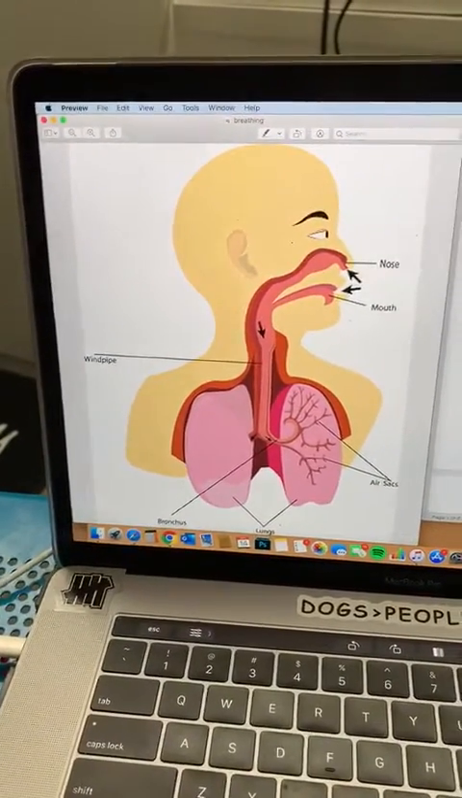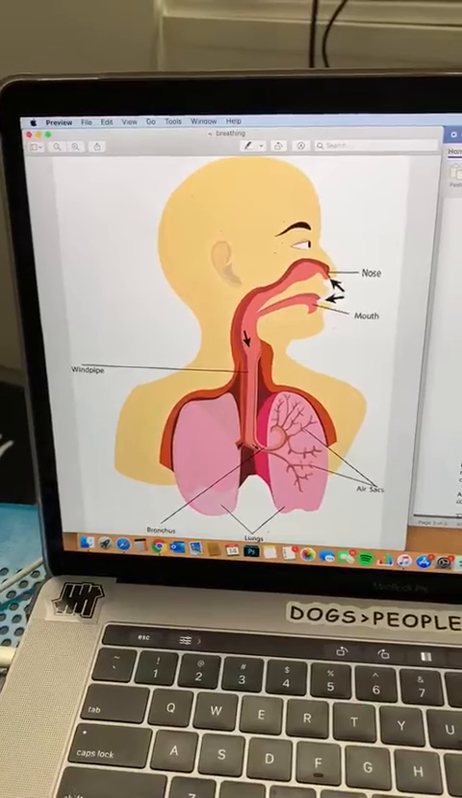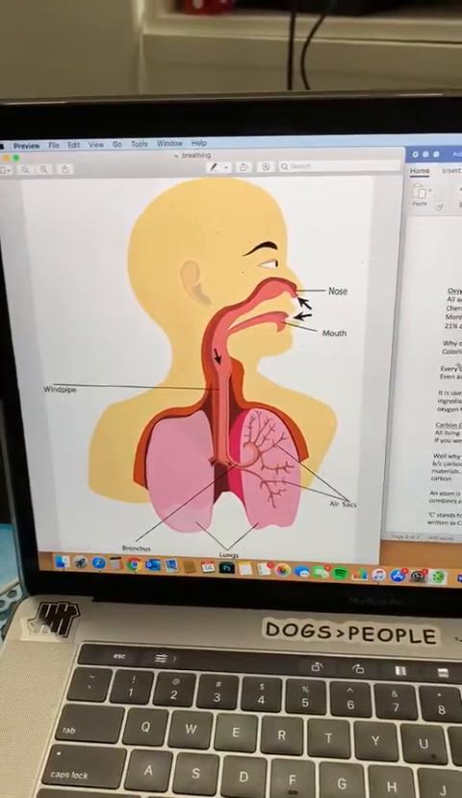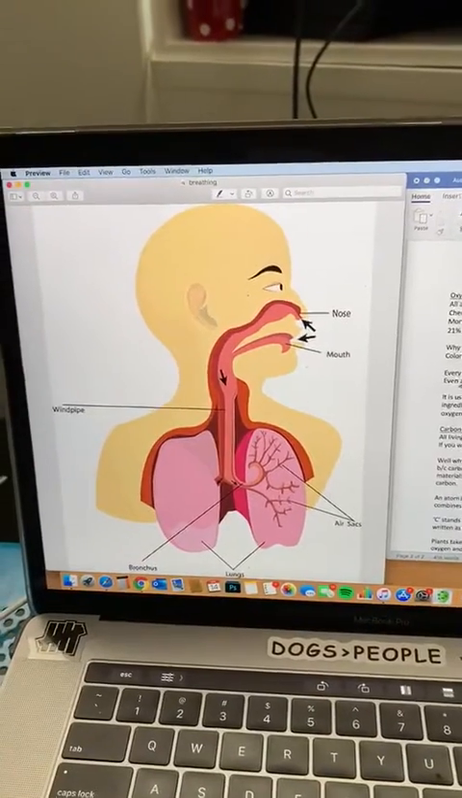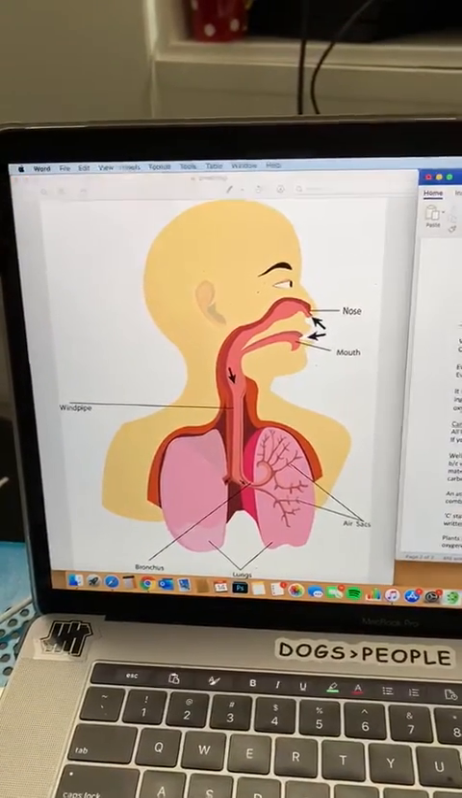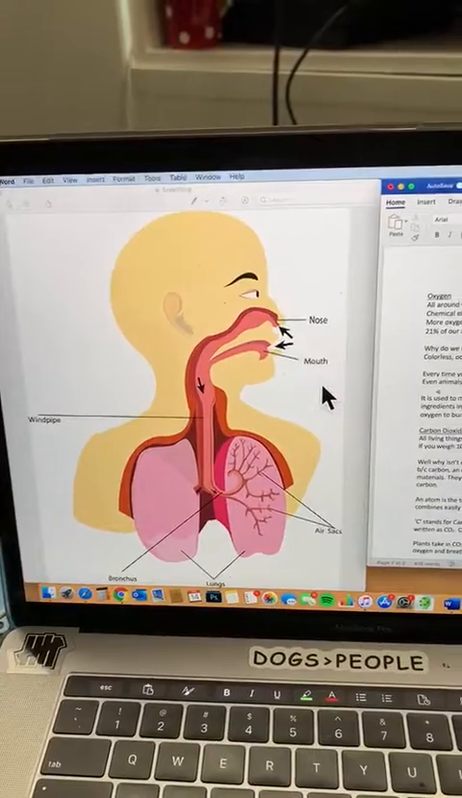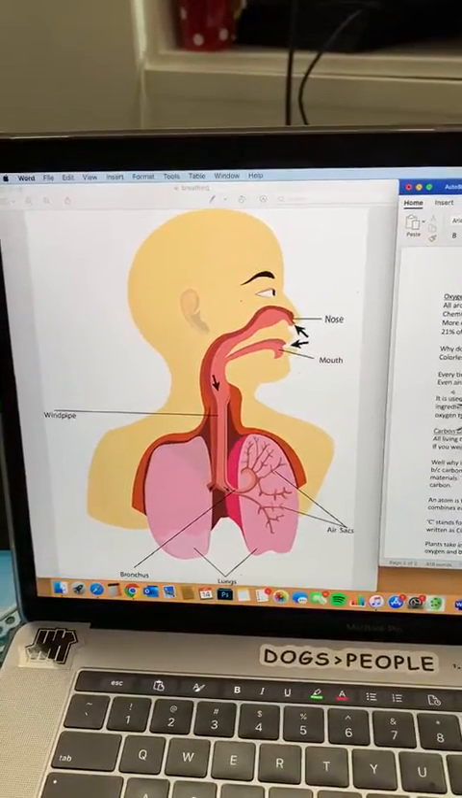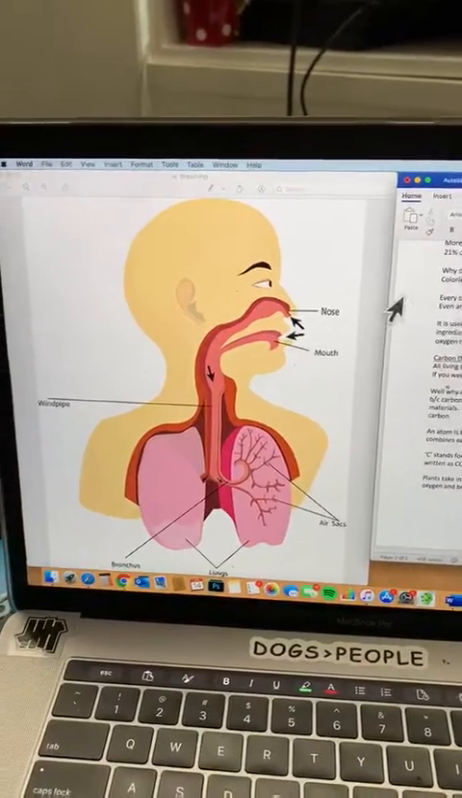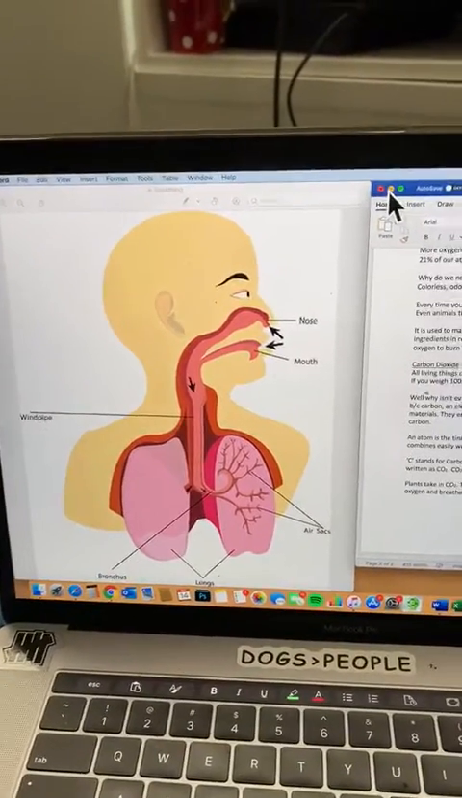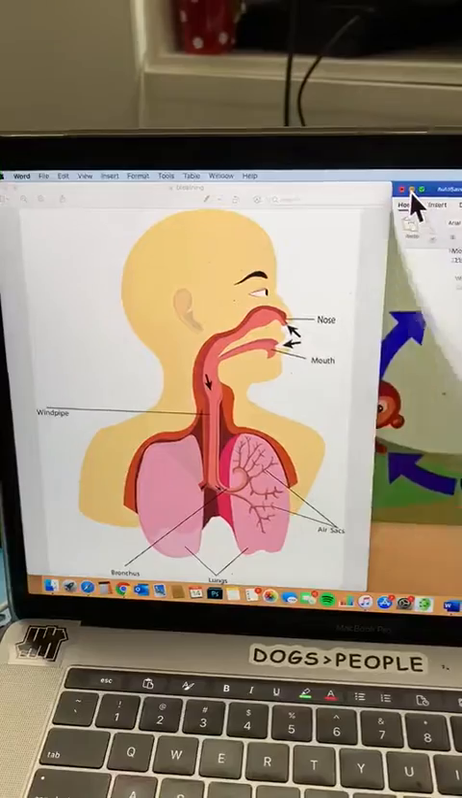So, oxygen and CO2. Oxygen, it's all around you. It's the third most common element out of the 118. We have more oxygen inside of our body than any other element. And it's important because oxygen and carbon dioxide are like yin and yang. You need one to have the other.